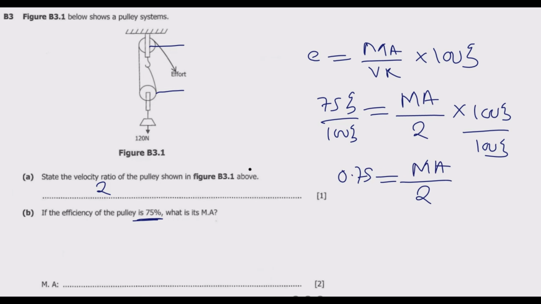velocity ratio. Remember, the question is asking us to find the mechanical advantage. Then at this point we can just do cross multiplication. Then we have 0.75 multiplied by 2, which is 1.5, equals 1 times mechanical advantage, which is mechanical advantage. So mechanical advantage is just 1.5. Let us move to question C.